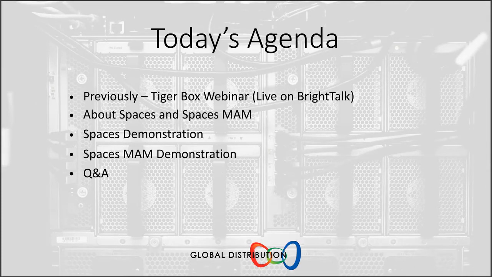I'm going to recap a little bit about what we talked about a couple of weeks ago on the Tiger Box and how that works. We're then going to move on to talk about Spaces and Spaces MAM. Then Yorgi is going to give us a demonstration of the Spaces product. And then we're going to hand over to Ivan, and he's going to chat through the Spaces MAM product, give us a demo, and show you the value add that that product can bring to your workflow.